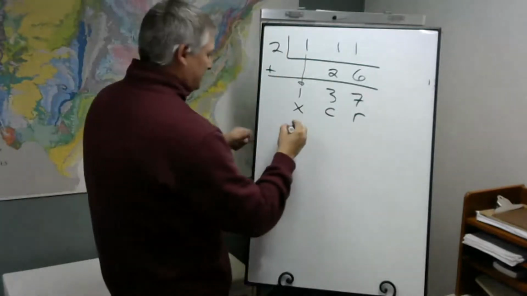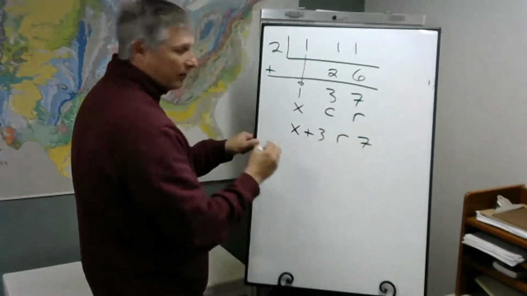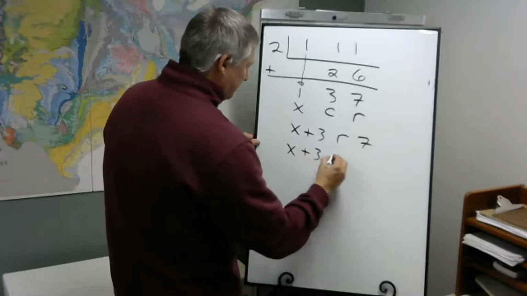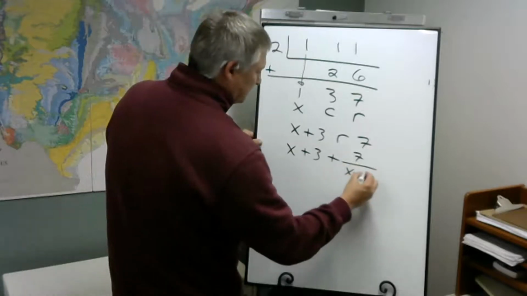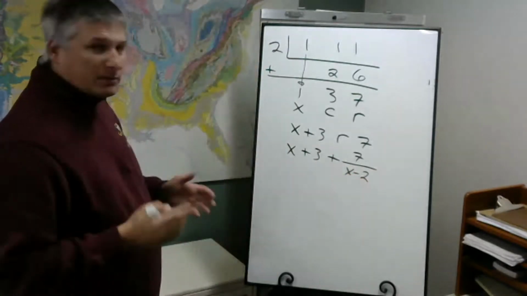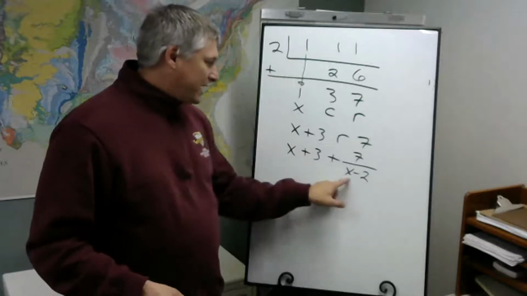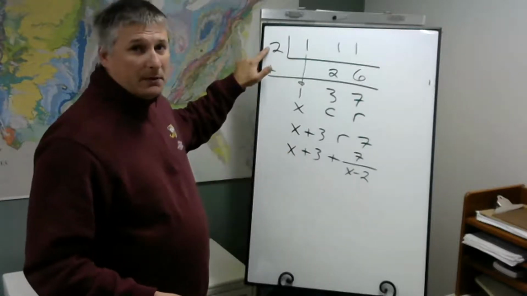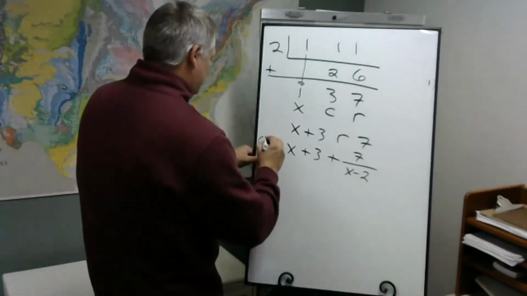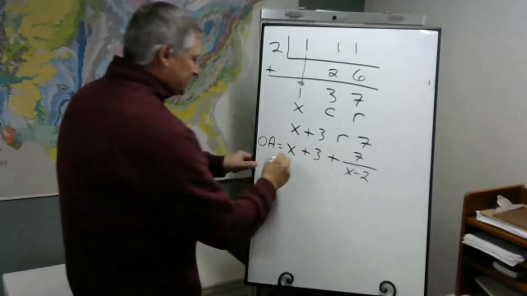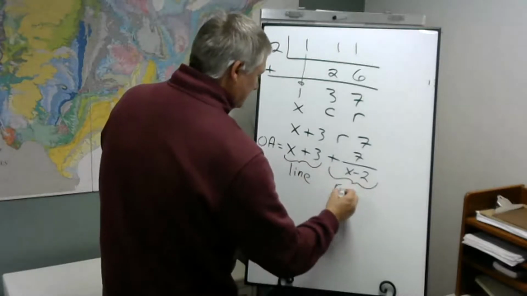So the answer we get is this: x plus 3, remainder 7, or x plus 3 plus 7 over x minus 2, because it's a positive 7, and we always write it over the divisor, which was originally x minus 2. Now remember with synthetic division, when your divisor is x minus 2, you get a positive 2. If this was x plus 2, this would be a minus 2 up here. So this is what we get for our oblique asymptote. This is the part that's the line. And this part is the remainder.